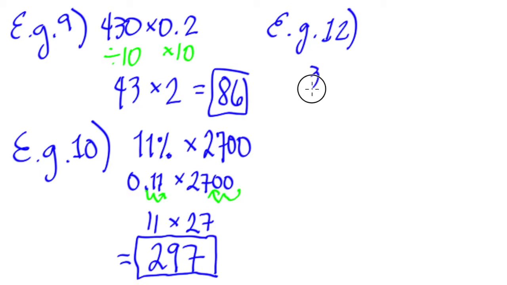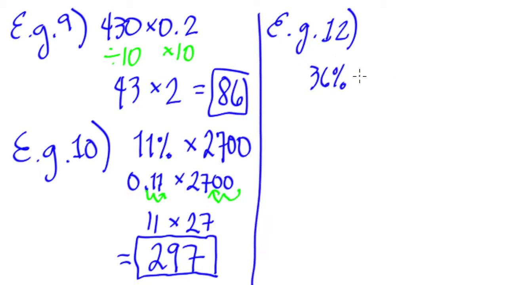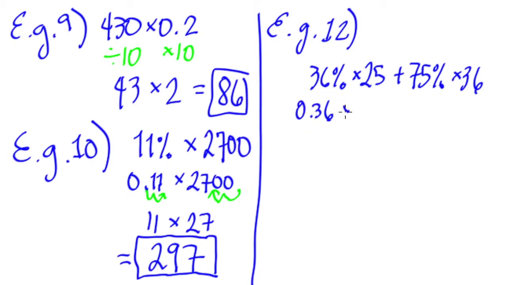So we have 36% of that's 20, that's multiplication, times 25, plus 75% of that's multiplication, 36. What's the answer? First off, we will be converting them to decimals. So what we have is 0.36 times 25 plus 0.75 times 36.